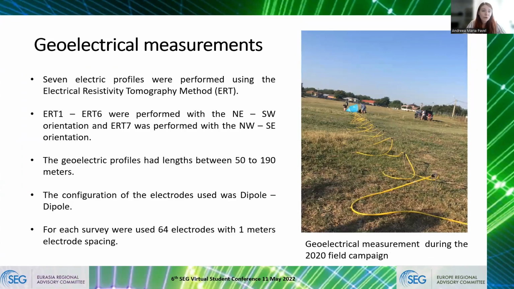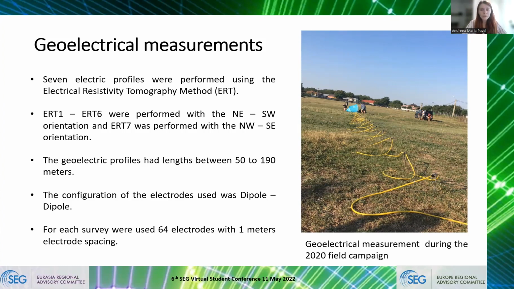Now I'm going to talk about the geoelectrical measurements. They were performed on 7 electrical resistivity tomography, ERT, profiles during the 2020 field camp. For the measurements, 64 electrodes were used with 1 meter distance between them. Also, the first 6 profiles were done with the northeast-southwest orientation, and the last one with the northwest-southeast orientation. The lengths of the geoelectrical profiles were between 50 and 190 meters, depending on the places where they were settled, because the perimeter wasn't in square form.